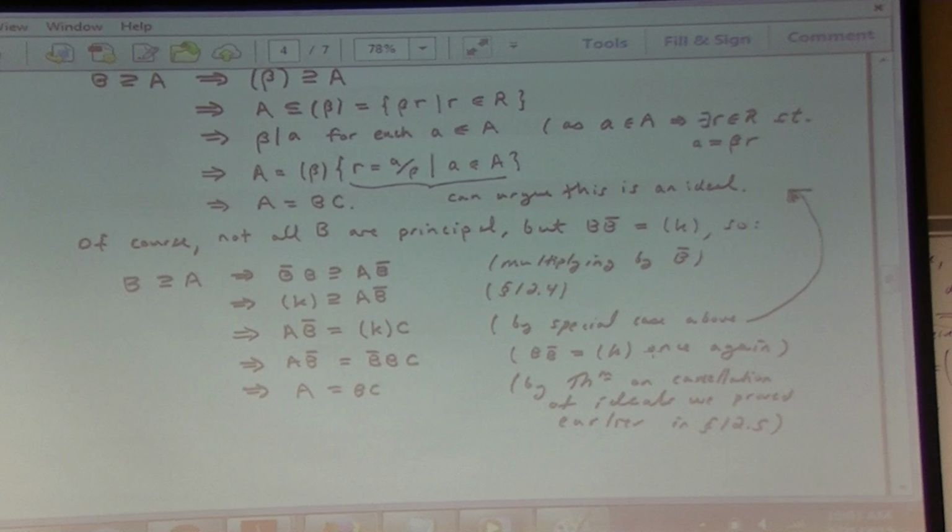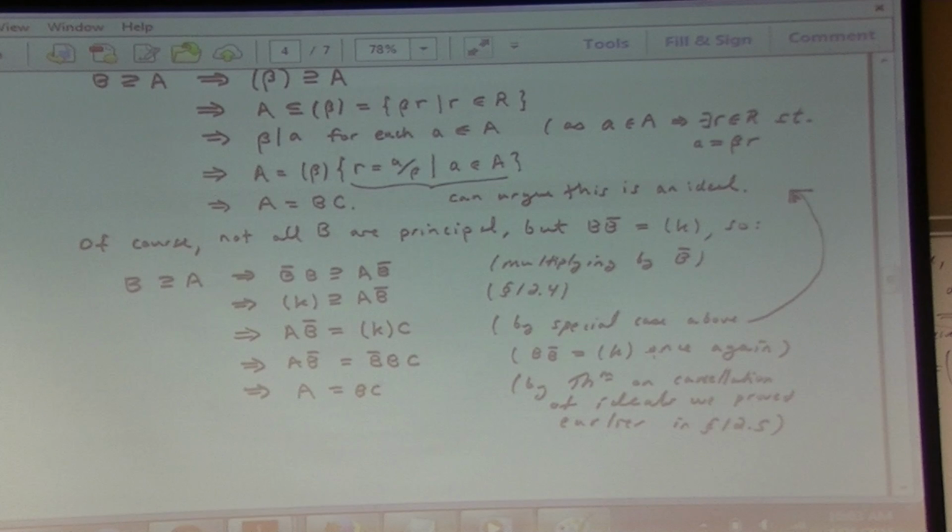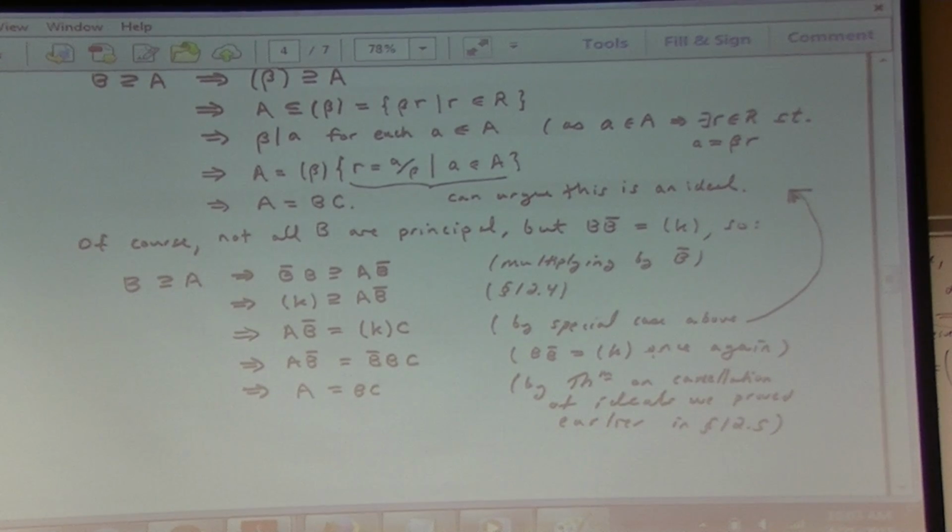So what this proves is that containment implies divisibility in the natural sense. In other words, if B contains A, that's meaning essentially that B divides A, which more precisely means that A can be written as a multiple of B in terms of a product of ideals. So A is equal to BC for some C.